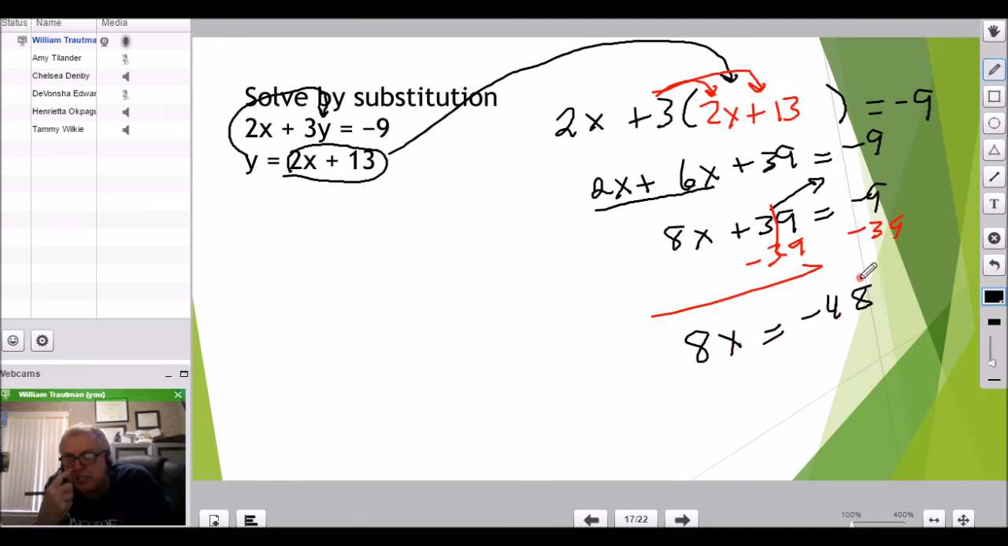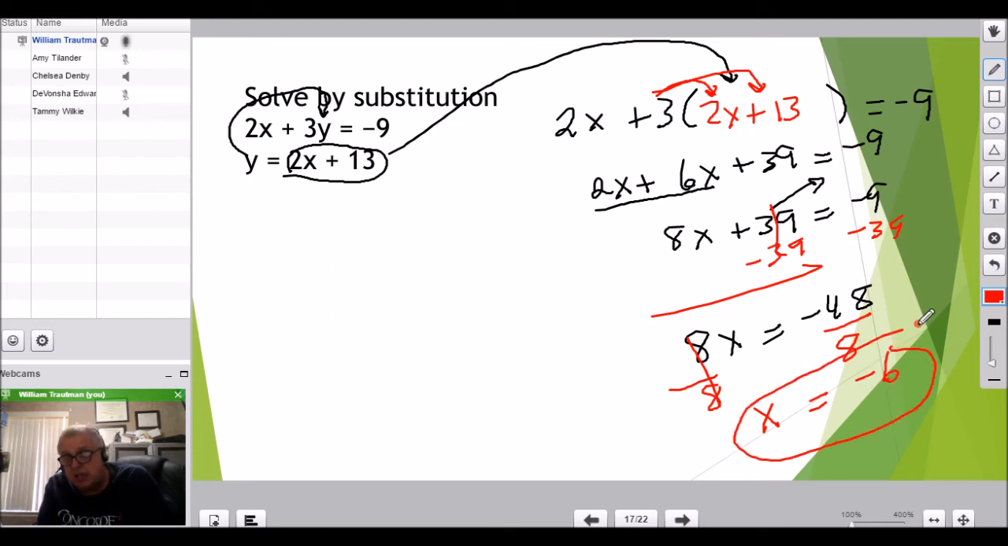I thought the answer was going to be a fraction. I divide both sides by 8, sorry. And 48 divided by 8, positive divided by negative is a negative. So I get a negative 6 for x here. Yeah, it works out nice and pretty.